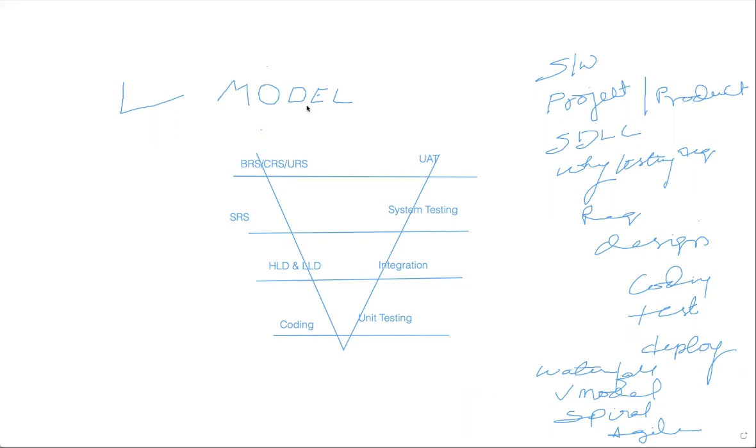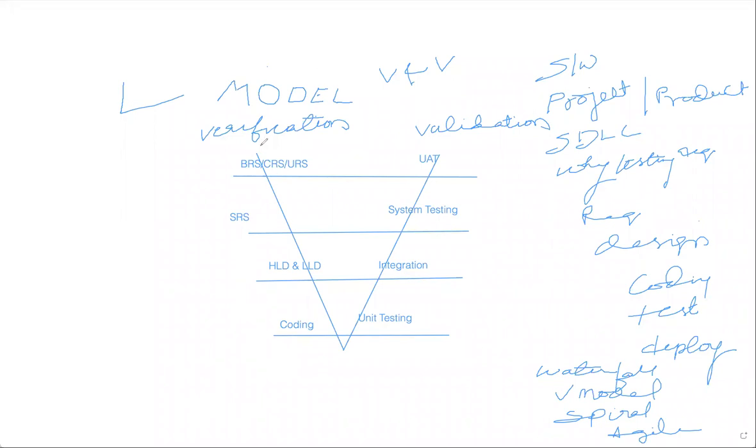Okay, what is the V model? The V model, or we call it V and V. V and V means verification and validation. We can call it simply the V model. The V model is nothing but the verification and validation model. It is called the V model because it is in the shape of a V. Now we will discuss more on this model.